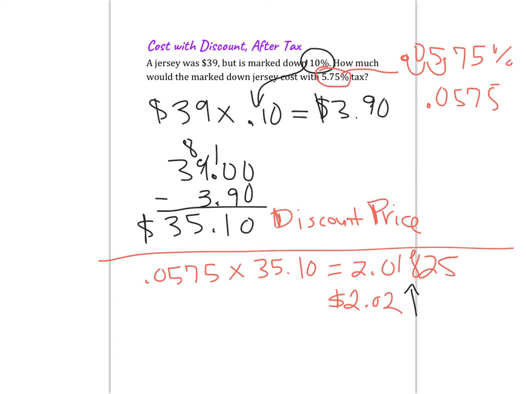Okay, now to find the cost with tax, the last thing we're going to do is take the discount price of $35.10. We're going to add the tax that applied to that amount, and our total cost with discount after tax is going to be $37.12.